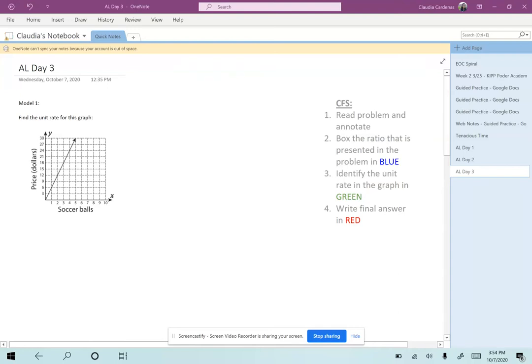Okay, so now that we've talked about unit rate and we've also done predictions with unit rate, let's discuss unit rate specifically within a graph. So we're going to first look at our CFS and read the problem and annotate. So it says to find the unit rate for this graph.